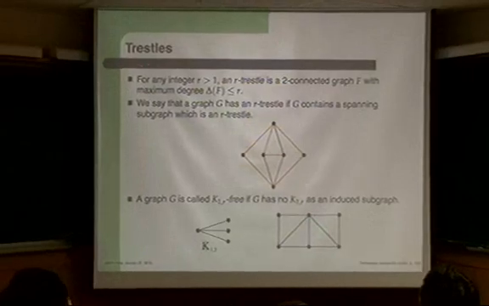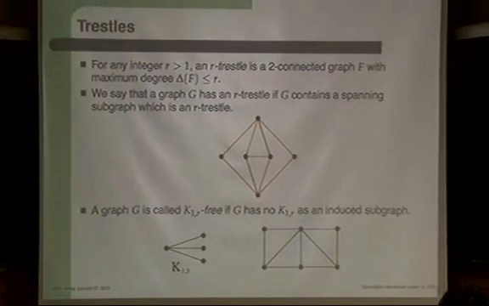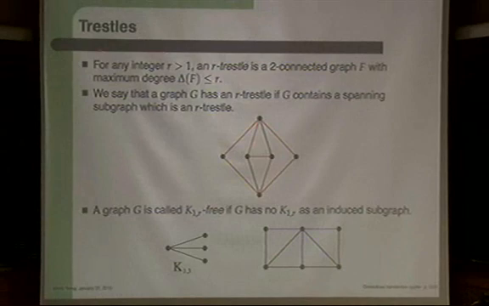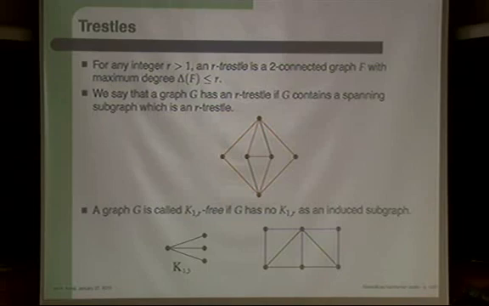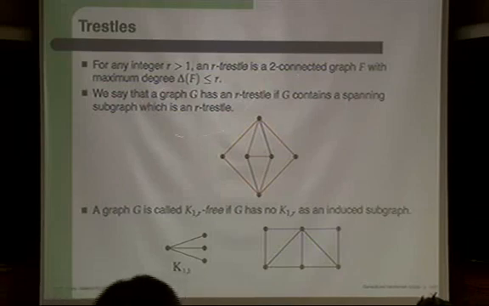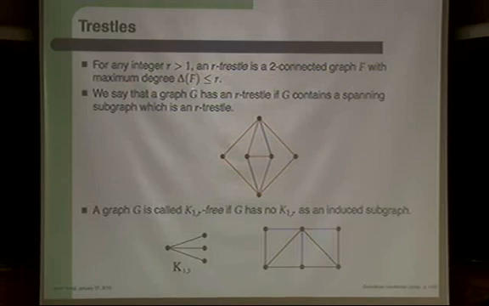And the last chapter is about trestles, and at the end I will show you the relationship between trestles and k-walks. Again, it's a generalization of Hamiltonicity, because an r-trestle is a 2-connected graph with maximum degree at most r. So if r is equal to 2, it will be a Hamiltonian cycle. Because if the graph contains a 2-trestle, it is a 2-connected subgraph which contains every vertex and has maximum degree 2. So it's a Hamiltonian cycle. This is an example of a 3-trestle in a graph.